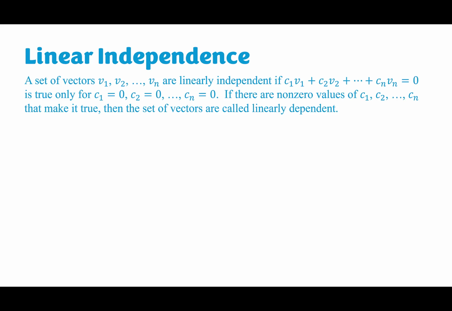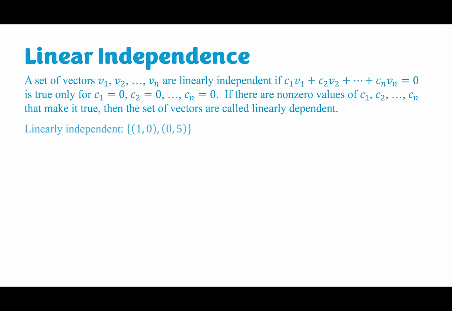If there are non-zero values for C1, C2, all the way to Cn that make it true, then the set of vectors are called linearly dependent. So if there's some non-zero constant multiple such that the linear combination of your vectors equals 0, then those vectors are dependent. All right, let's look at an example, because that is kind of a complicated definition.